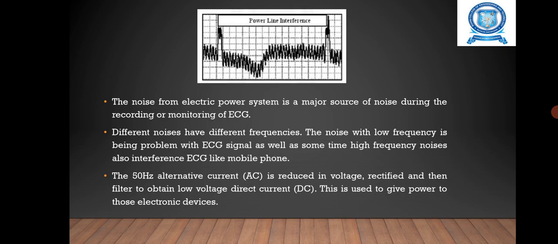Here, noise from electric power is a major source of noise during the recording or monitoring of ECG. Different noises have different frequencies. Noise with low frequencies is a problem for the ECG signal, and sometimes high frequency noises like mobile phones also interfere with ECG. The 50 Hz alternating current is reduced in voltage, rectified and then filtered to obtain low voltage direct current, which is used to power electronic devices.